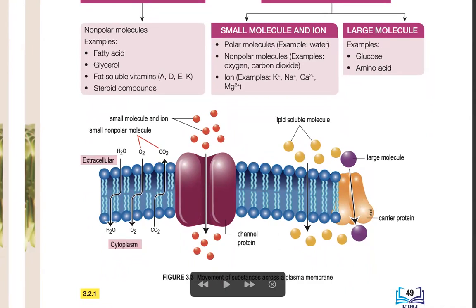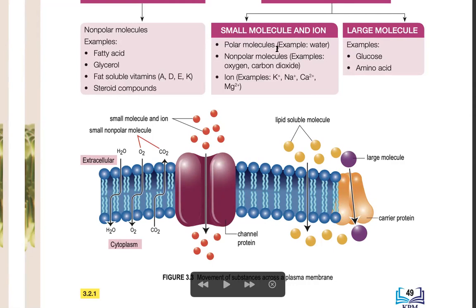So kalau large molecule, they will use protein. Specifically apa? Carrier protein. Large molecule contohnya apa? Glucose and amino acid. Ni contohnya adalah amino acid ataupun glucose. So they will use carrier protein rather than channel protein, mungkin sebab lubang dia kecil kat sini. Boleh faham? The next one is small molecule dan juga ion.